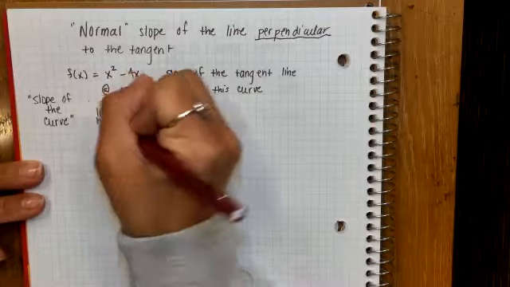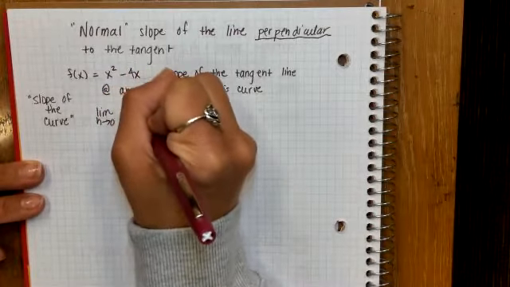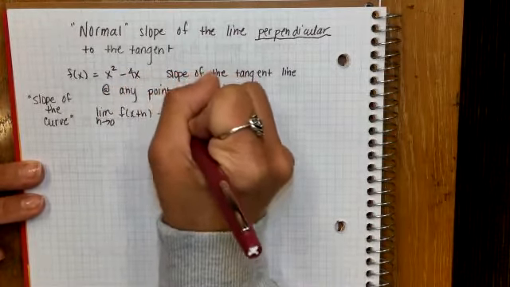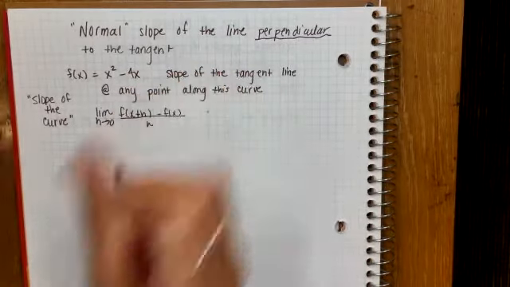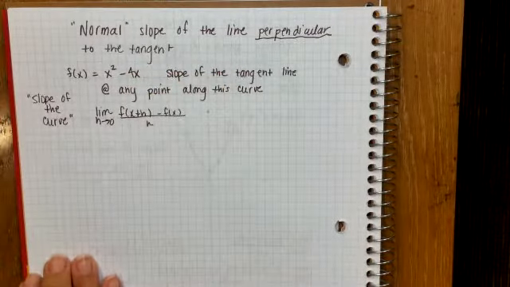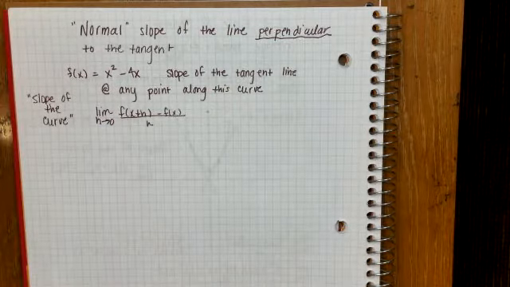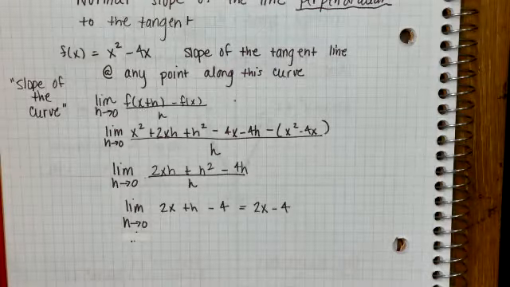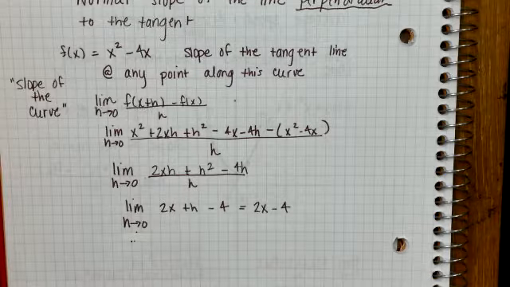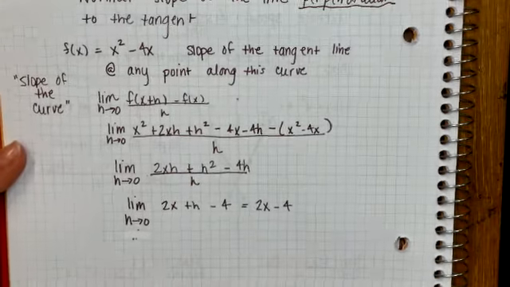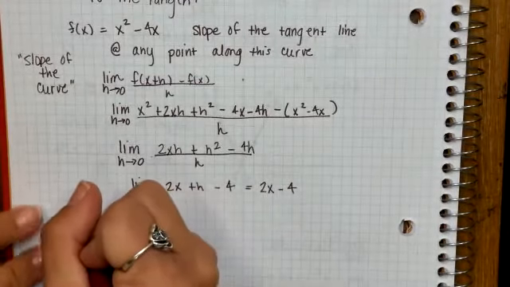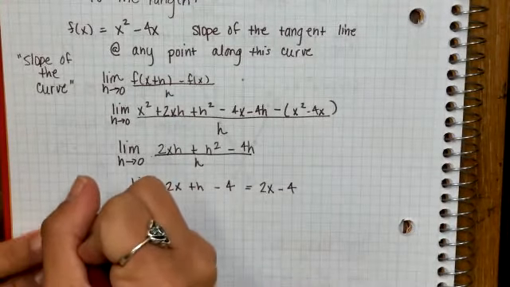The limit as h approaches 0 of f of x plus h minus f of x all over h. You want to find f of x plus h, plug in, take a minute and do that now. Okay, so I got 2x minus 4. Now I can ask you to find the equation of a tangent line anywhere on this curve. Let's do -1. So I'm going to ask you for the equation of the tangent line at -1.